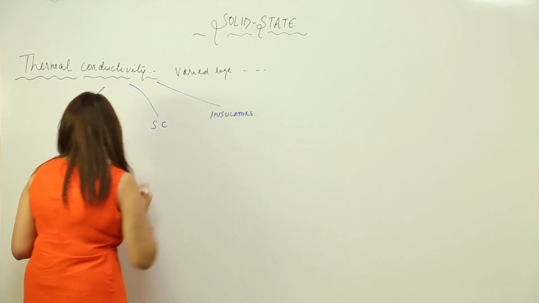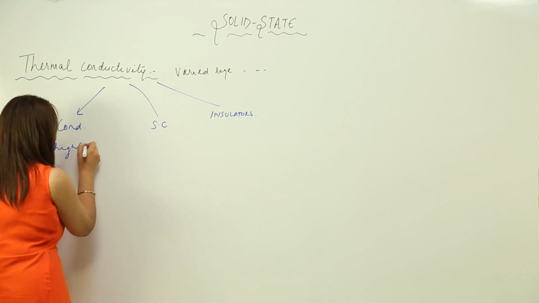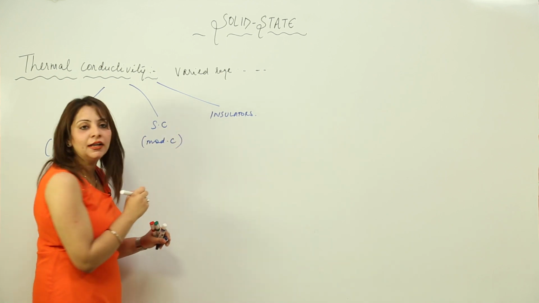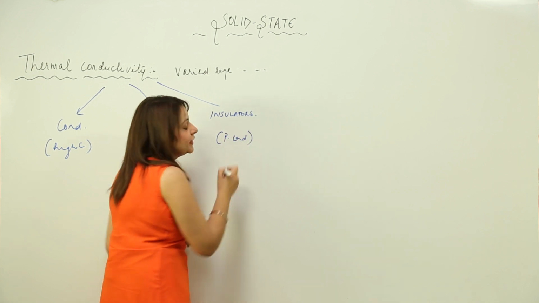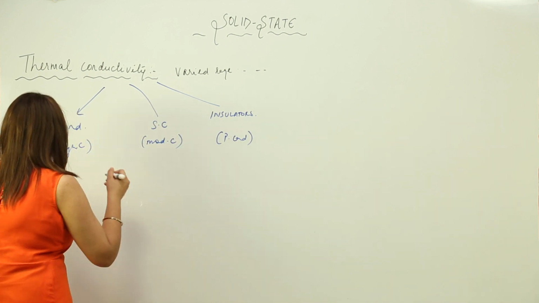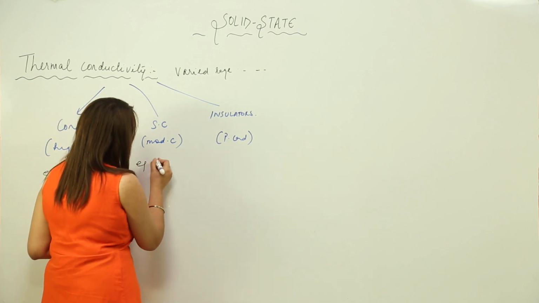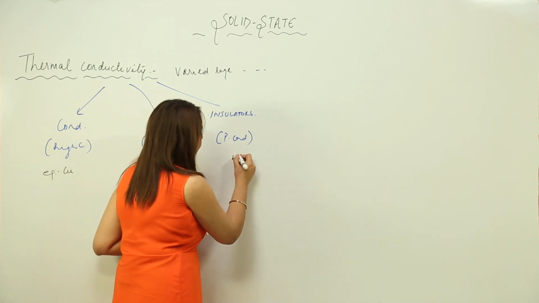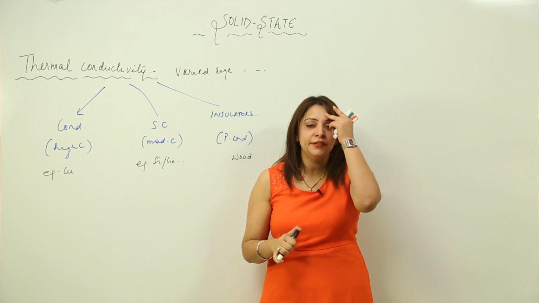So what are actually conductors? Conductors are those which have high conductivity. Semiconductors are those which have moderate conductivity, and insulators are those which are very poor conductors, or you can say their conductivity is too poor. Let's focus on the examples. Conductor, suppose it's copper. Semiconductor, suppose we have silicon, germanium, etc. Insulators like wood.